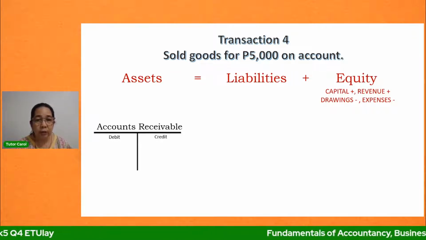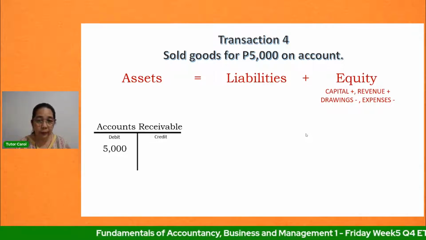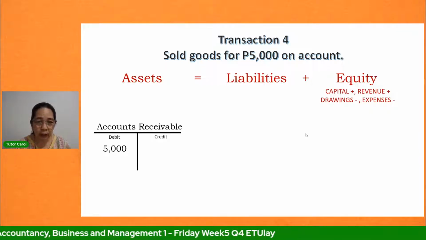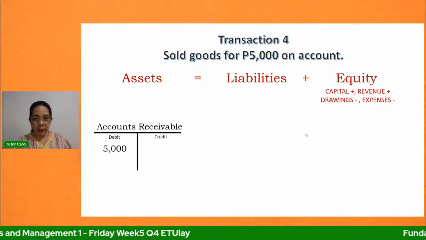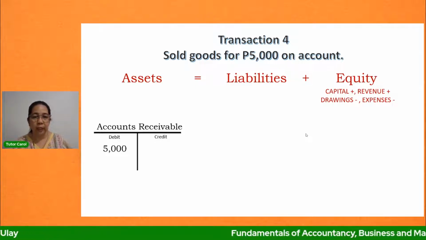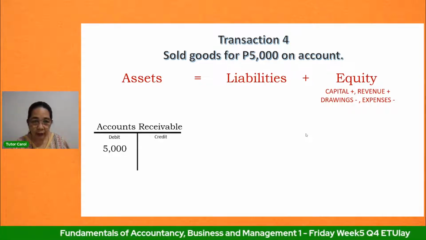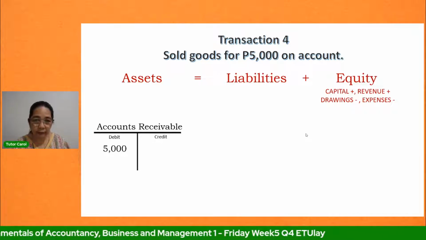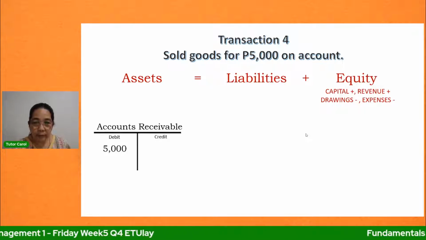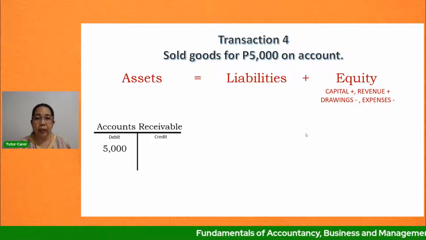Okay? And then, anong affected sa kabilang side? Saan galing? Bakit ka nagkaroon ng accounts receivable? Galing ba yan sa creditor? O galing yan sa equity? Okay, through capital, revenue, o drawing ba yan, o expense ba yan? Okay, credit inventory. Okay, so affected niyan ay equity.